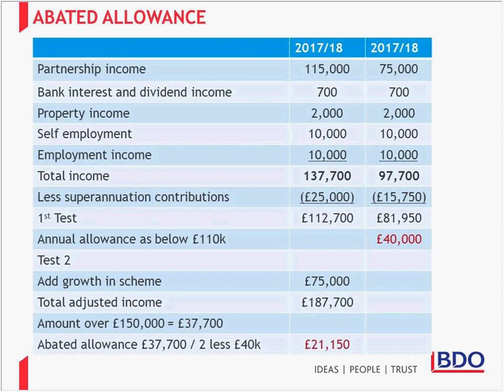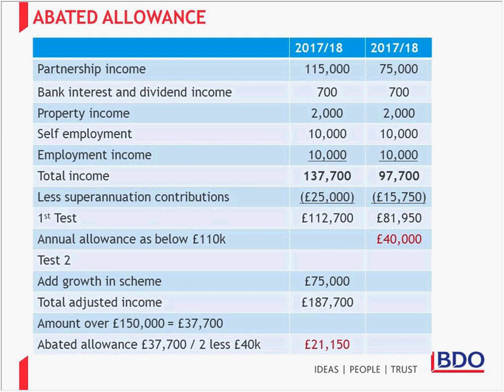Just looking at examples, we've got partnership income, bank interest and dividend income, and property income, self-employment income, and employment income. And we've got two columns, one where the total income is 137,000, some superannuation contributions of 25,000, and then this is where we look at what this number is for threshold income. So in this first example on the left, we've got a threshold income of 112,700.